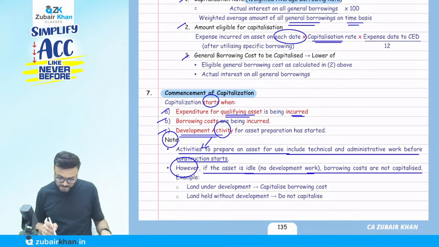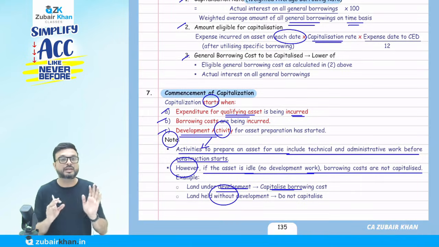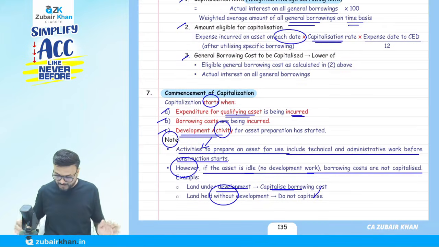Example: land under development. You purchase the land and you have started a development also, so the capitalization can be done. But land without a development means you purchase the land and you're not doing any development there, so you cannot capitalize. It should not happen.